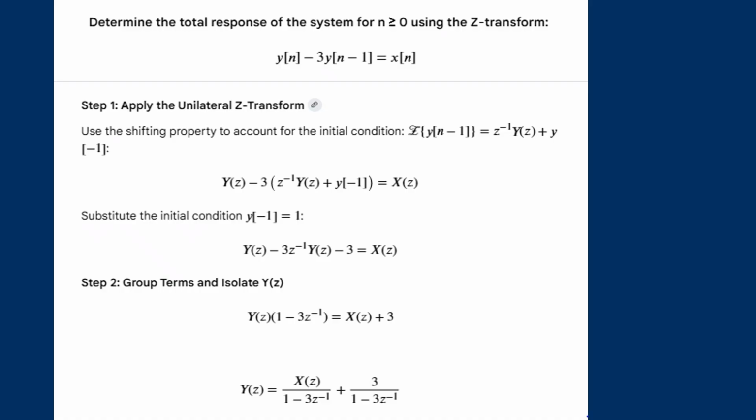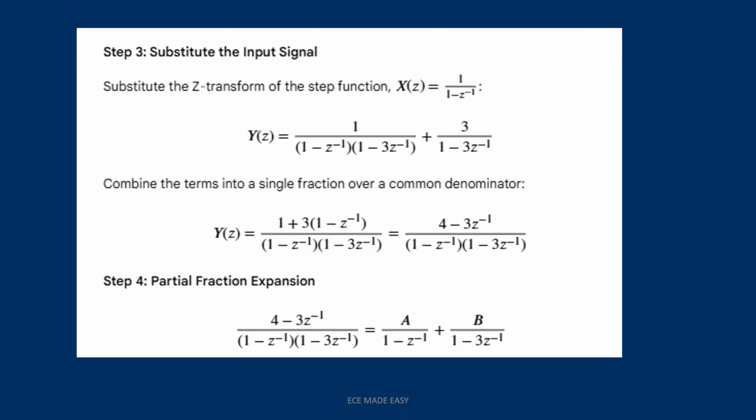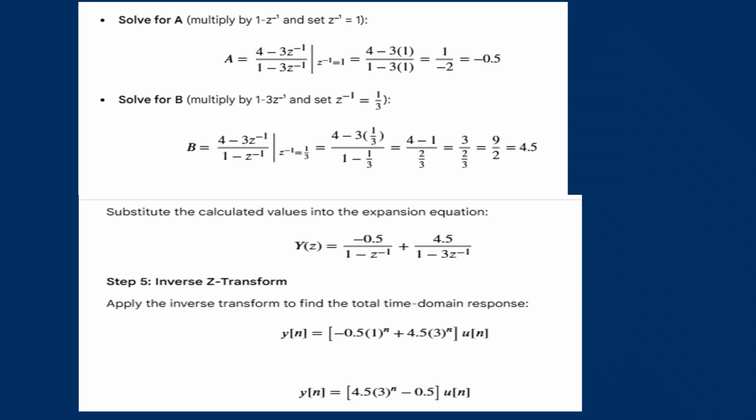Okay, simply if initial conditions are given, use them, otherwise don't use them. So here the initial condition is given, that is y of minus 1, which you have to consider as 1. So similarly, first we are finding y of z, then we are substituting x of z, and after substituting x of z, we are finding the roots of the denominator so that we can use the partial fraction method. After applying the partial fraction method, we are finding the a value and b value.